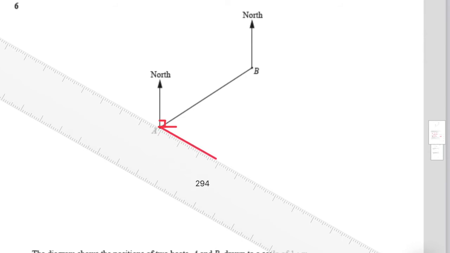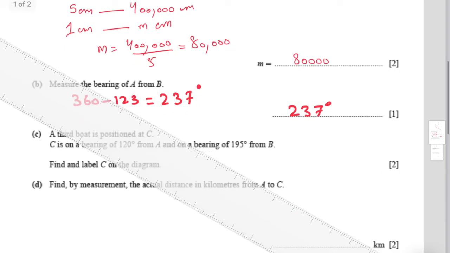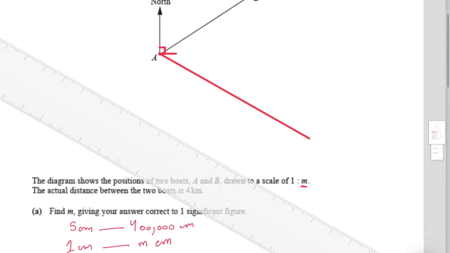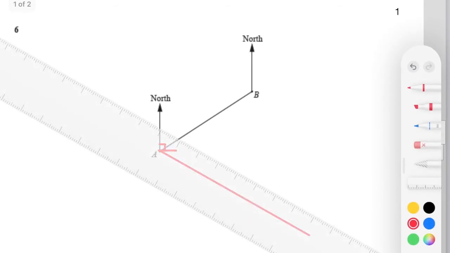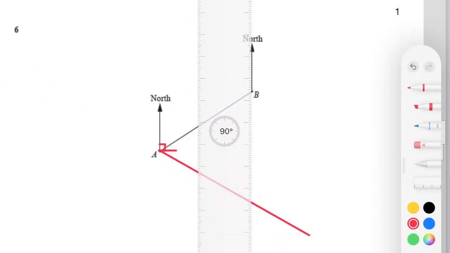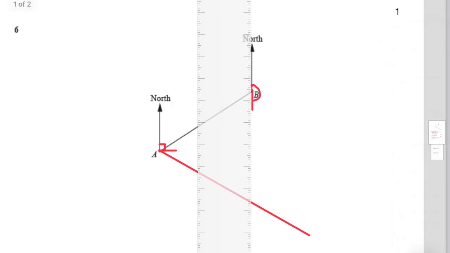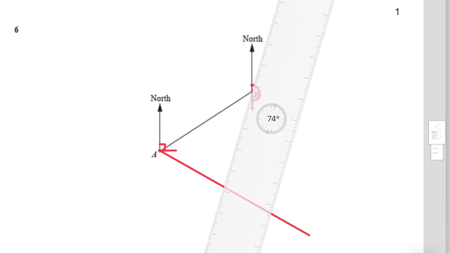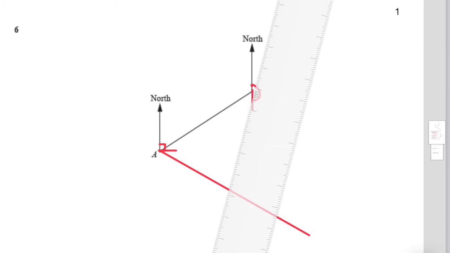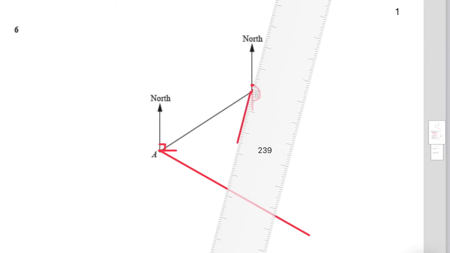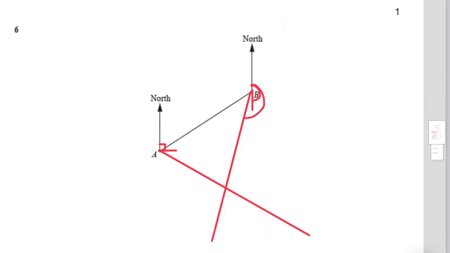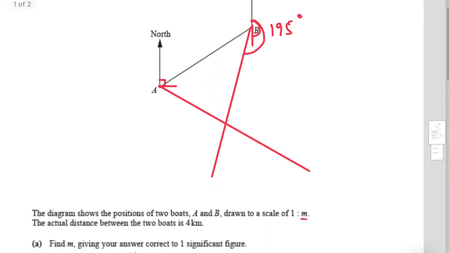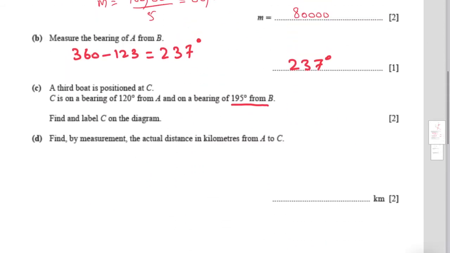So you draw a line from A going like this, and then the question says 195 degrees from B. That means if this right here is 180 degrees, you need another 15 degrees this way. So 15 degrees from 90 will take us to 75. So let's draw that. If we draw a line like this, this bearing right here would be 195 degrees. So this point is going to be C. So we label C.